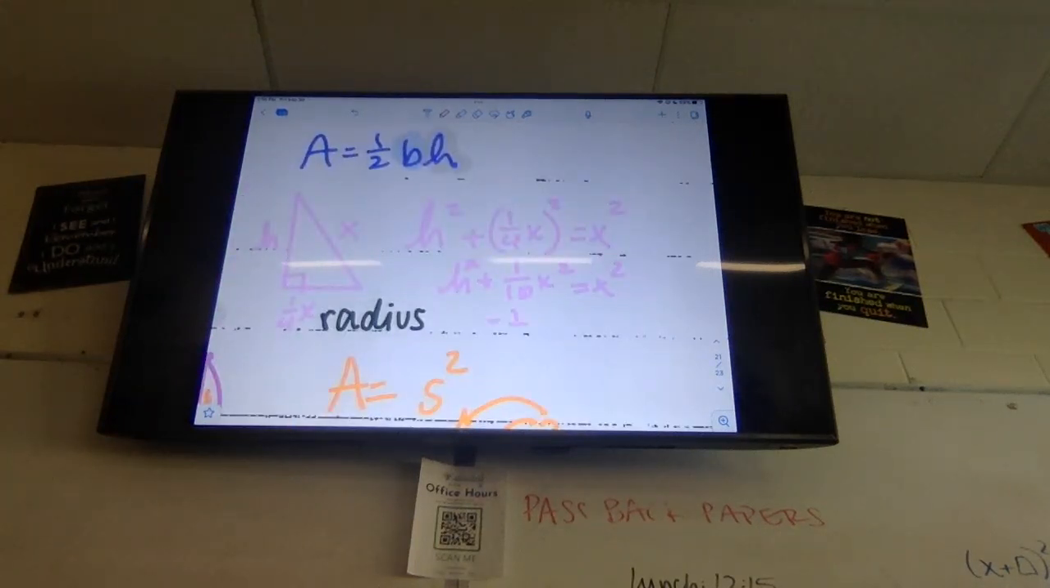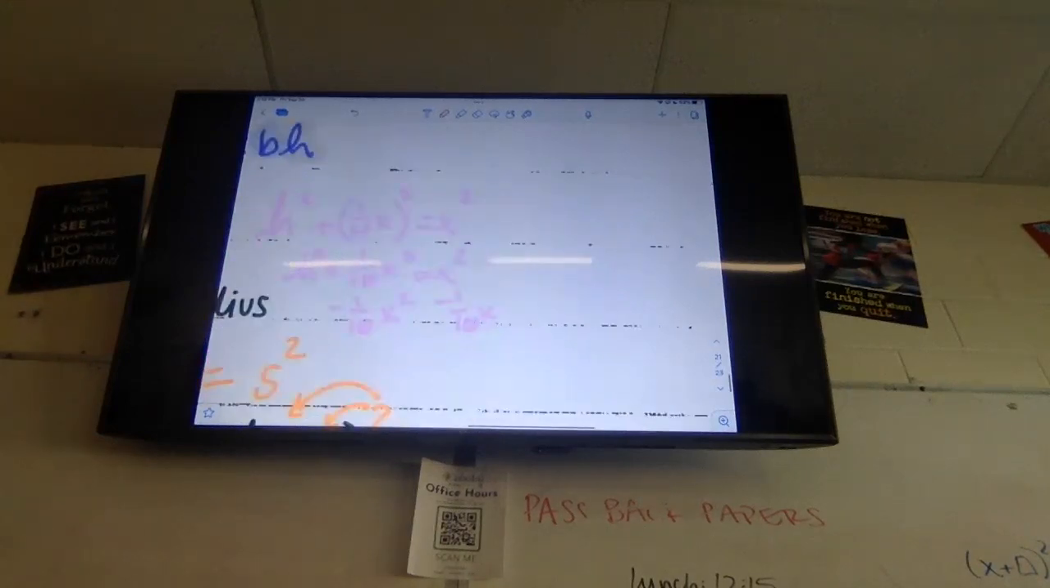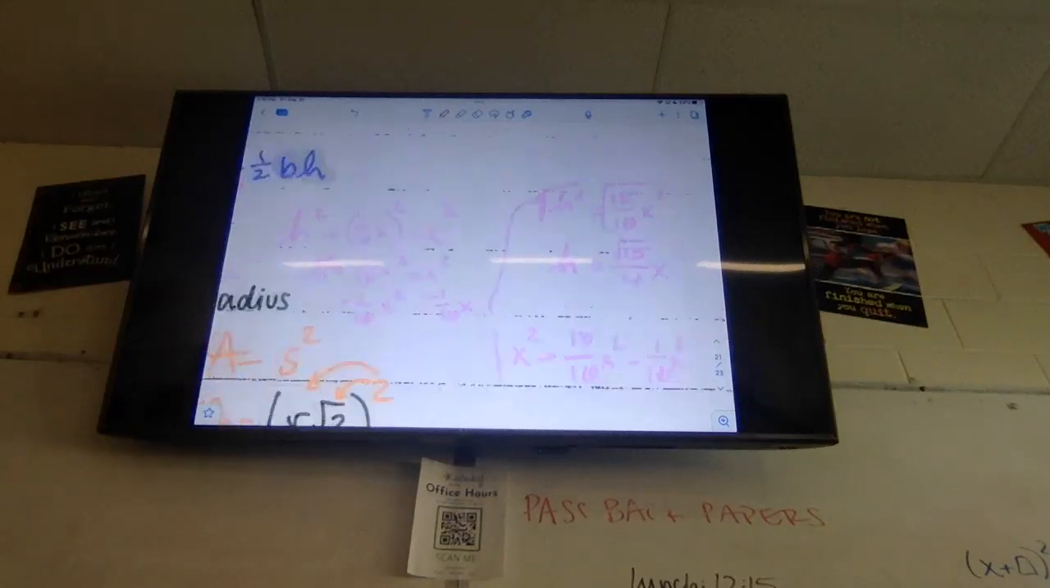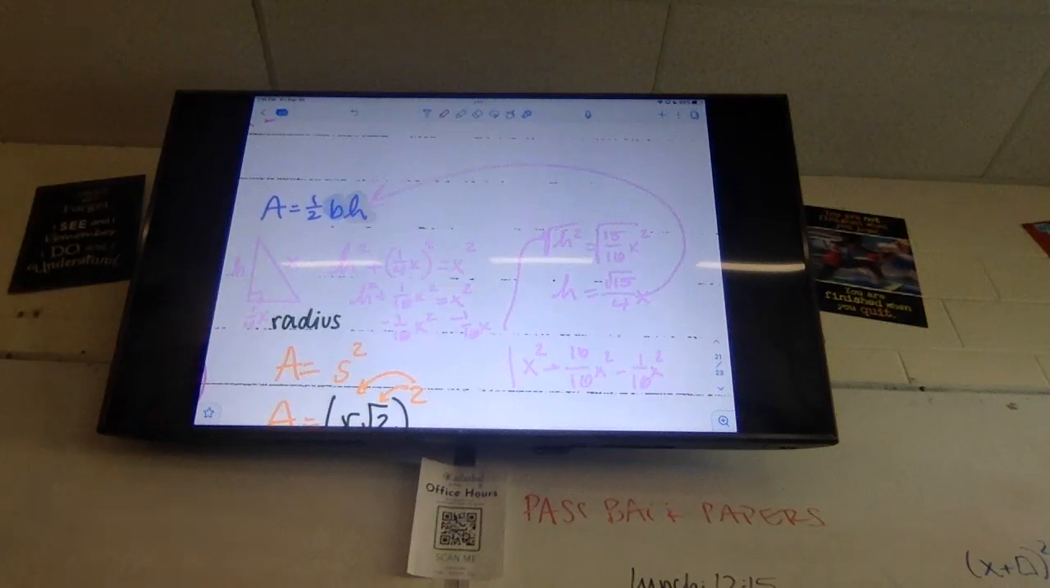And then minus that 1/16 x squared from both sides. Now 1x squared minus 1/16 x squared becomes the same thing as 16/16 minus 1/16, and 16 minus 1 is going to be 15/16 x squared. Square root both sides. H equals √15/4 x. And then we plug that guy into there.